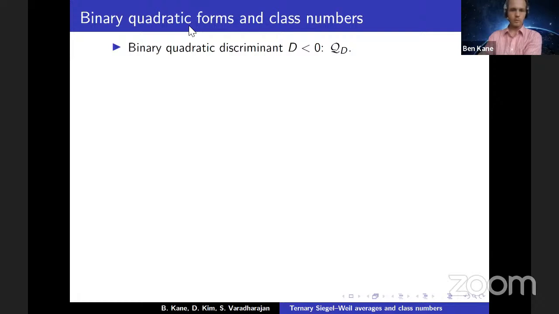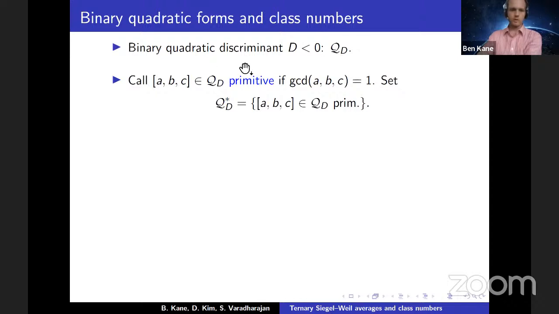Now, what about binary quadratic forms? Binary quadratic forms means 2 variables, and these are related to class numbers. So for a binary quadratic form of discriminant D, we're going to take QD to be the set of all of those. And if we take all the primitive ones, that is the GCD of A, B and C is 1. So the form is A x1 squared plus B x1 x2 plus C x2 squared.